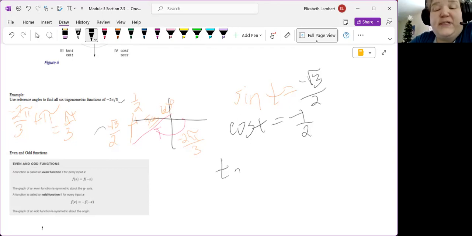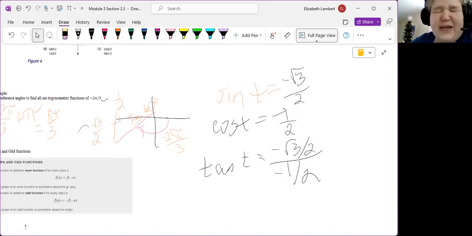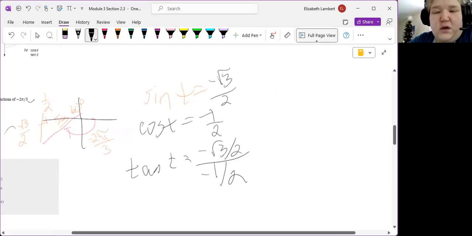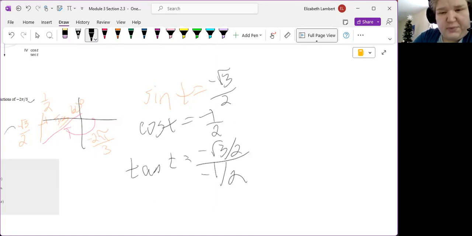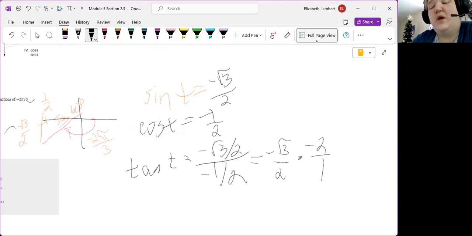Now tangent, negative square root of 3 over 2 divided by negative 1/2, which means we're going to change it to multiplying by the flip of the second fraction, keep change flip, times negative 2 over 1. The 2's cancel and the negatives cancel, so we get a positive square root of 3. When we think about all students take, tangent is positive in the third quadrant, so this tracks.